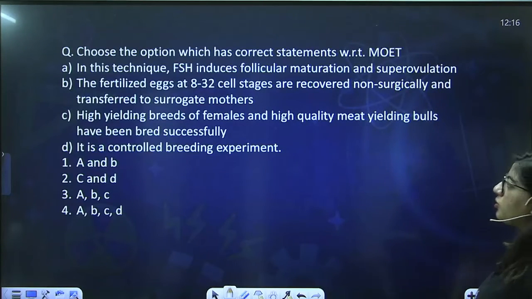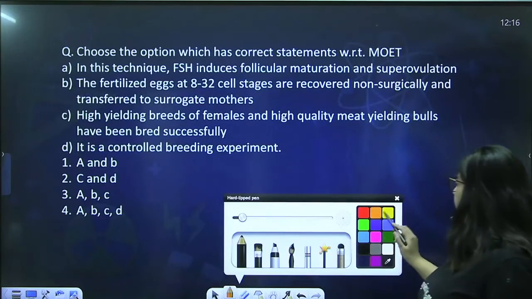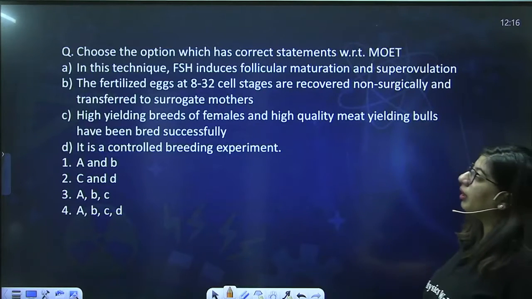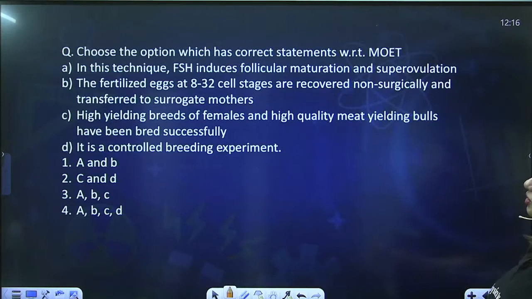Let's solve one question. Choose the option which has the correct statement with respect to MOET. In this technique, FSH induces follicular maturation and superovulation. The fertilized eggs at 8 to 32 cell stage are recovered non-surgically and transferred to surrogate mother. High yielding breeds of female and high quality meat yielding bulls have been bred successfully. So last is, it is a controlled breeding experiment. So all statements are correct.